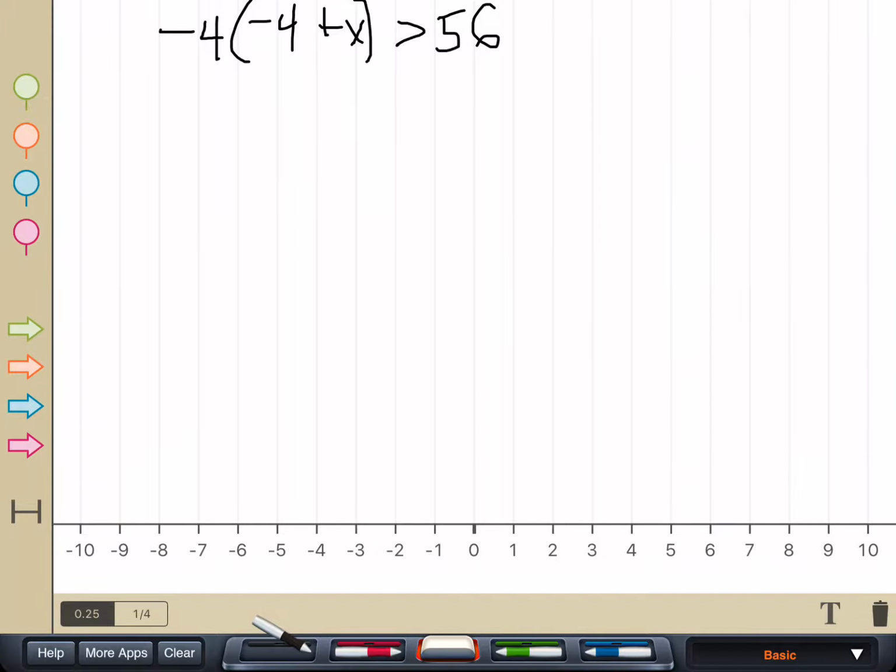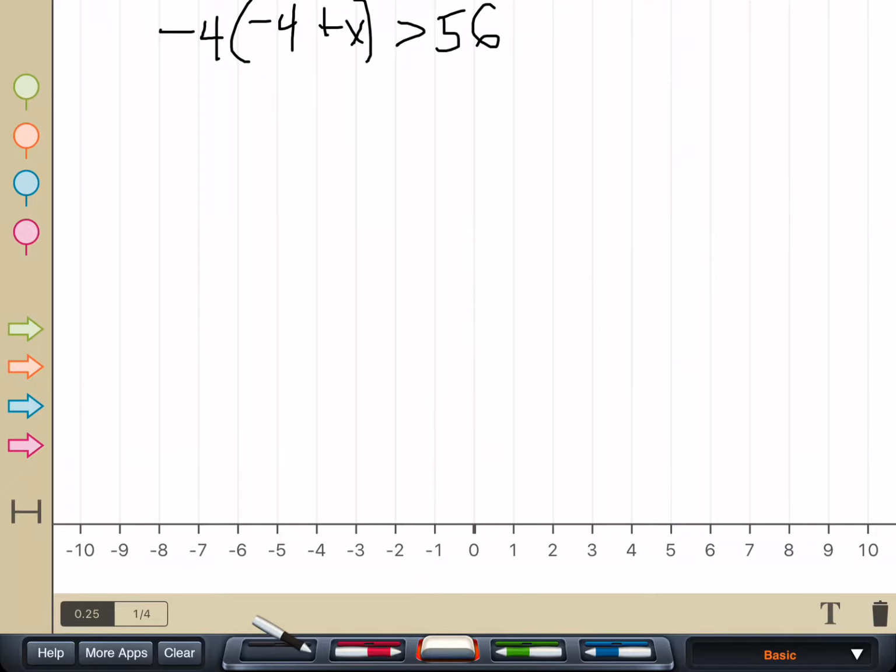Okay, hi. So here is a little video on solving inequalities. And as you can see, we have a rather complex inequality. -4 times (-4 plus x) is greater than 56. So first we're going to solve it, and then we're going to graph it on the number line. So here we go. To solve it, we can do this two ways.